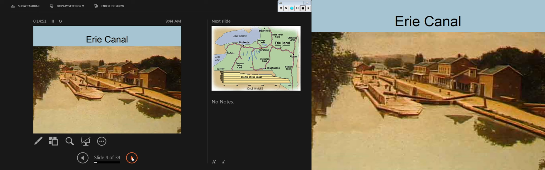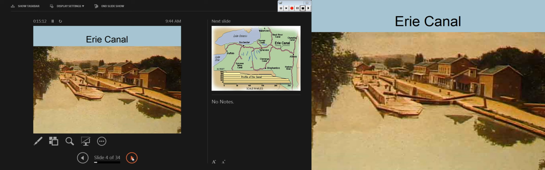The northern canal systems grew after the Erie Canal was completed, but the southern canal systems did not grow. Any ideas why? Any ideas why the southern canal systems did not grow?